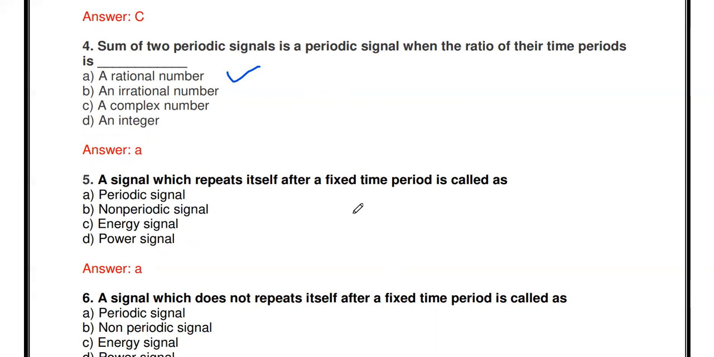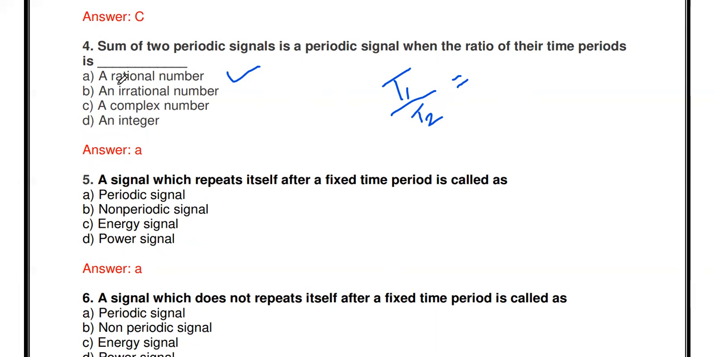So we will see the problem also. That problem will be asked as a 2-mark question, and this is the 1-mark question. If two signals are added and the sum should be periodic, then the condition to check is the ratio T1 divided by T2. It is a ratio of two integers.